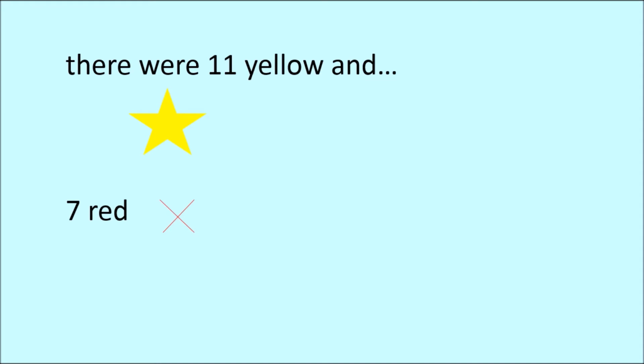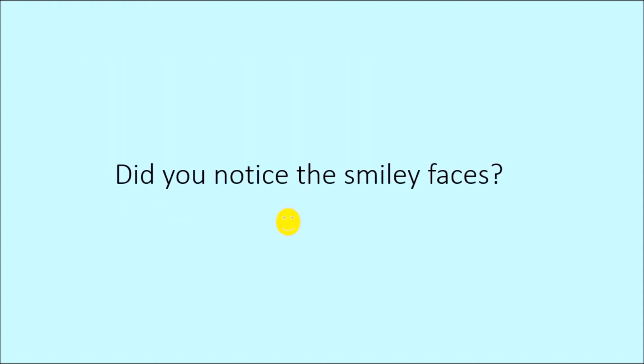Alright, so that may have been difficult because you had to count two different things and I kept talking to you while you were trying to do that. That is an example of divided attention. You probably want to see how you did. There were 11 yellow stars and 7 red X's. But, did you see the smiley faces? If you didn't see these guys, that's because of selective attention. But, we'll talk about that later.